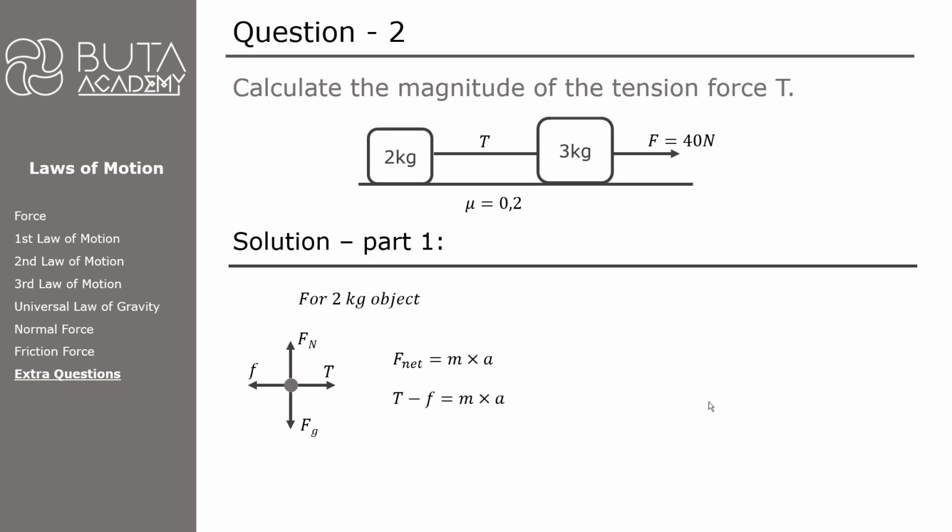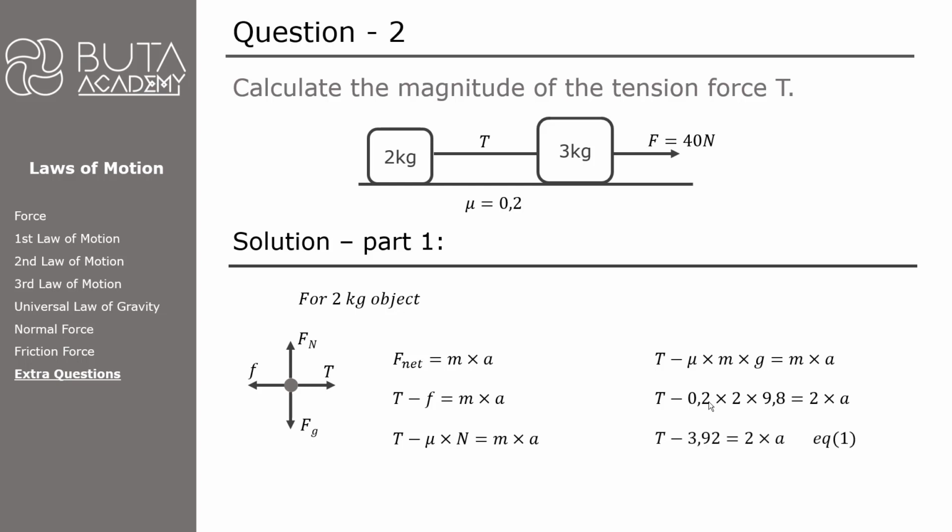For objects in motion, the constant friction force is equal to the product of the coefficient of friction and the normal force. The normal force itself for this kind of question can be calculated as mass times gravitational acceleration. The coefficient of friction is 0.2, the mass of the object is 2 kilograms, and the gravitational acceleration is 9.8 meters per second squared. An equation for the 2 kg object can be written as T minus 3.92 is equal to 2 times a.